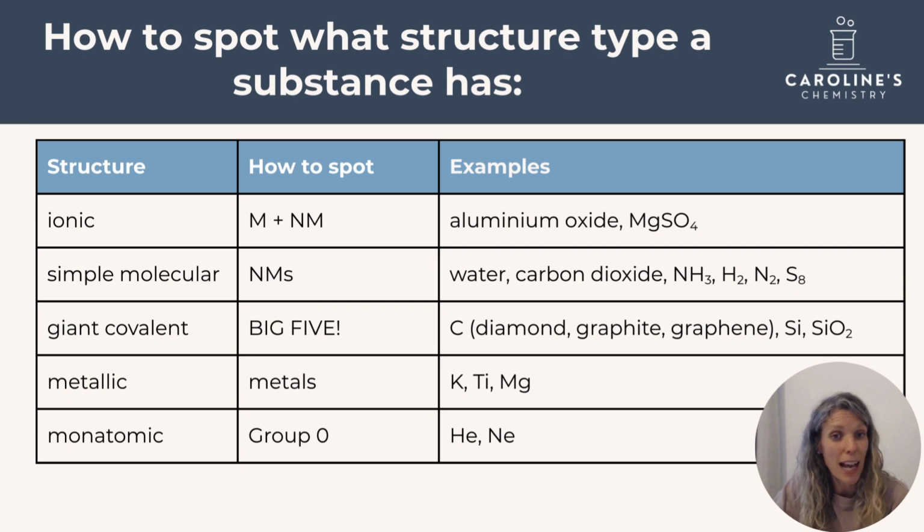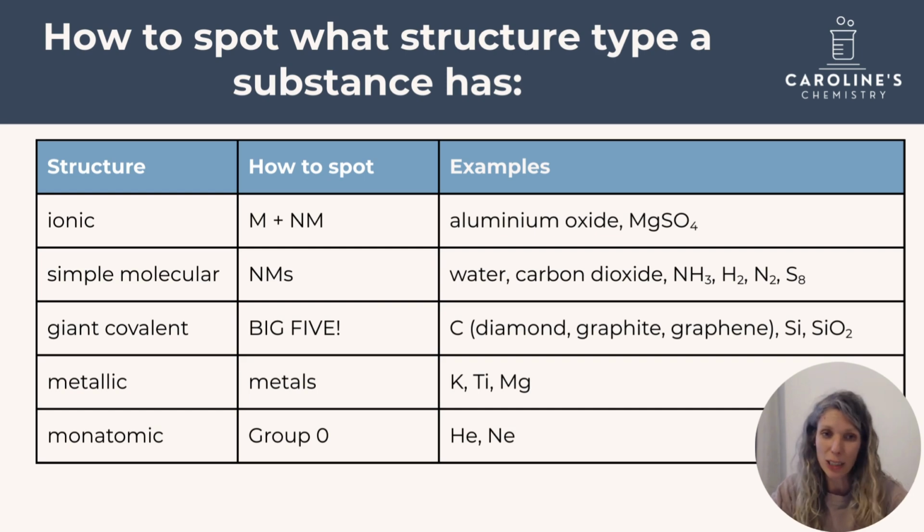The other 2 are less well known: silicon and also silicon dioxide. They are also giant covalent. So diamond, graphite, graphene, silicon and silicon dioxide, those are your big 5 to remember as being giant covalent.